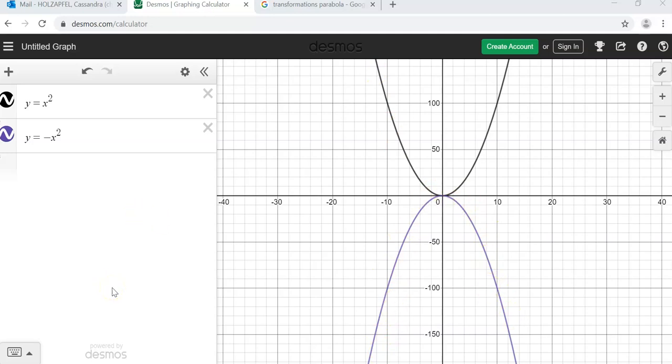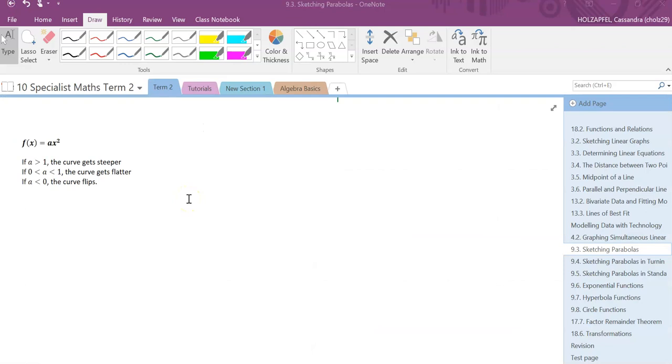All right, so we can make some general statements now about what happens to that function when we manipulate that variable a. Okay, so here are my three rules. If a is greater than 1, the curve is getting steeper and steeper and steeper. And we saw that, didn't we? If a is a fraction, somewhere between 0 and 1, the curve gets flatter. If a is negative, so if a is less than 0, then the curve is going to flip over. And if we have a negative out the front, then it's going to be a sad parabola.